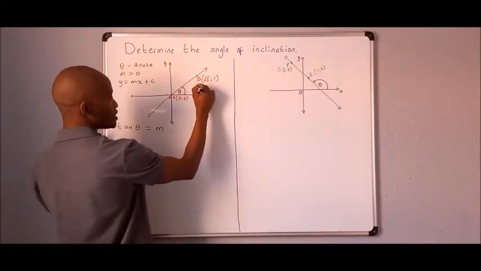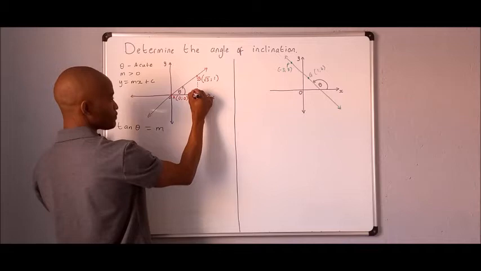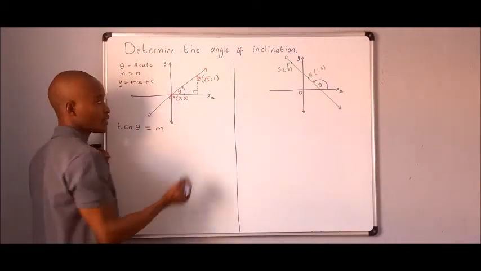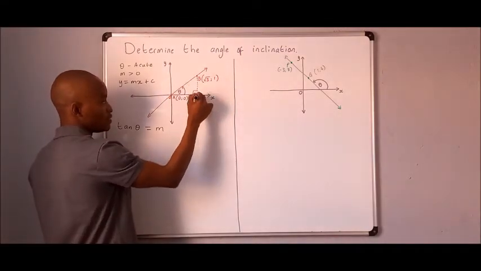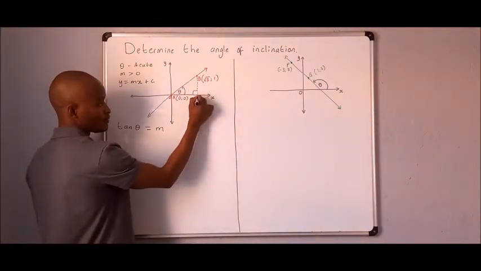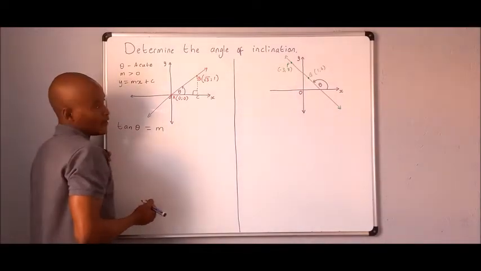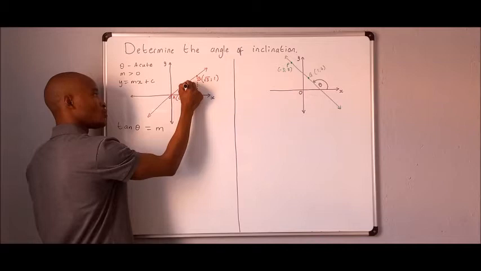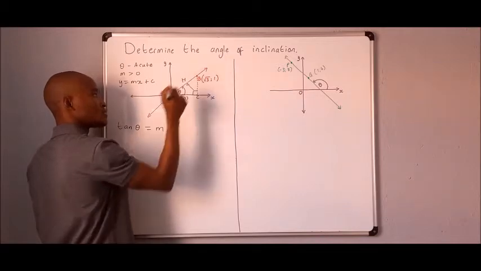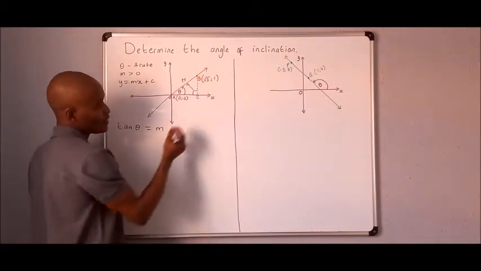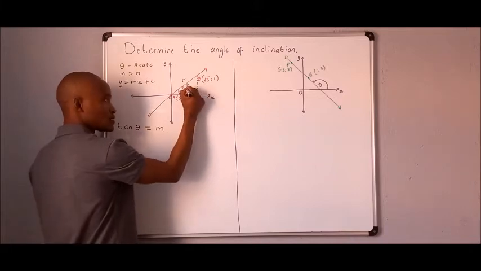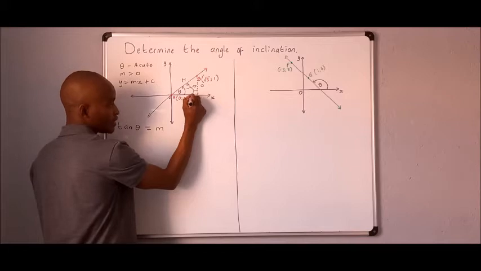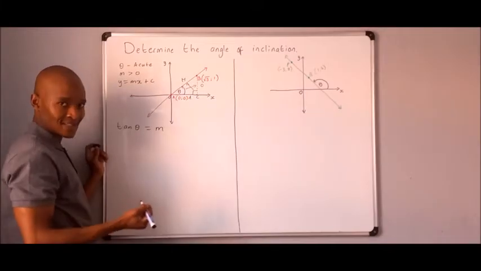But if we drop a perpendicular right there, we produce a right angle triangle. A, B, let's say C. Now what is happening? If we label it, the side opposite the 90 degrees is the hypotenuse. This is the position of our angle. The side opposite the position of our angle is the opposite side, and this will be the adjacent side.